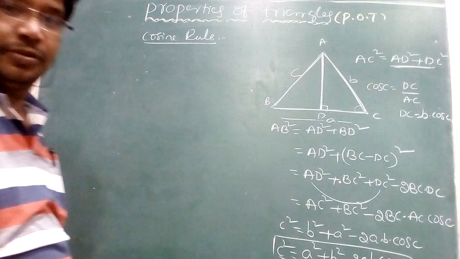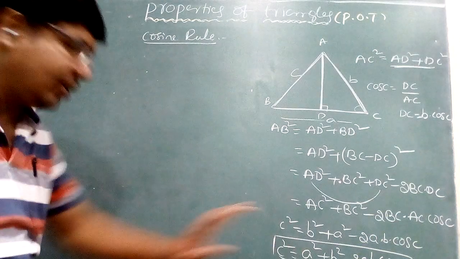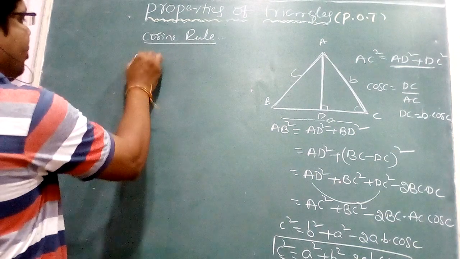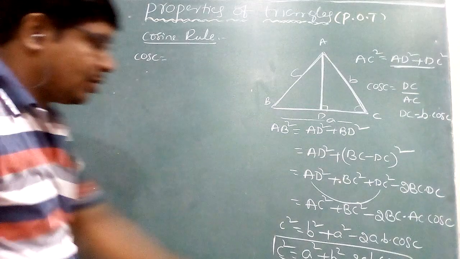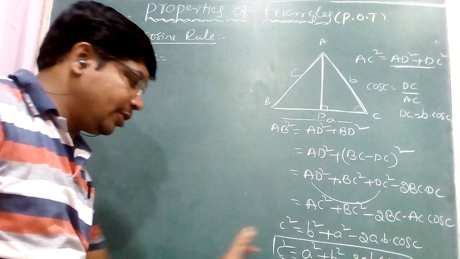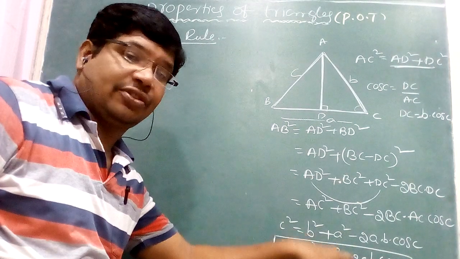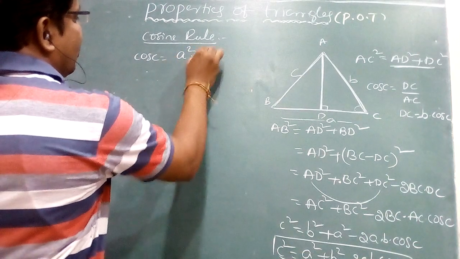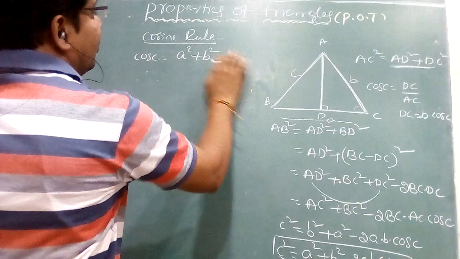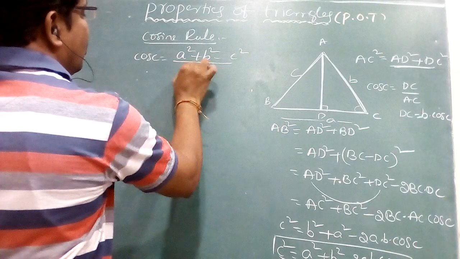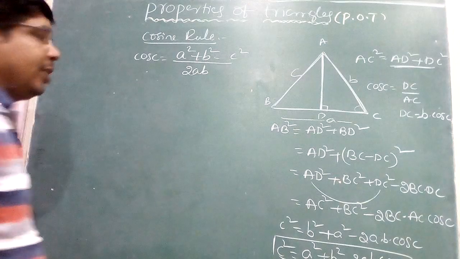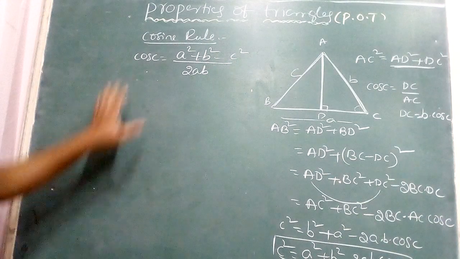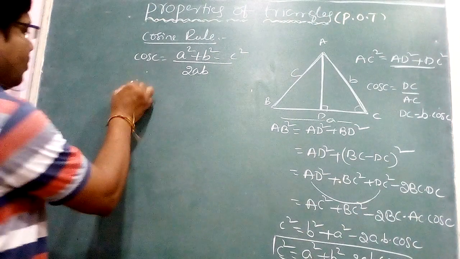Law of cosine. From this one I am finding the cosine value. Cos C is equal to a square plus b square minus c square by 2ab. That is a square plus b square minus c square by 2ab. This is cos C.